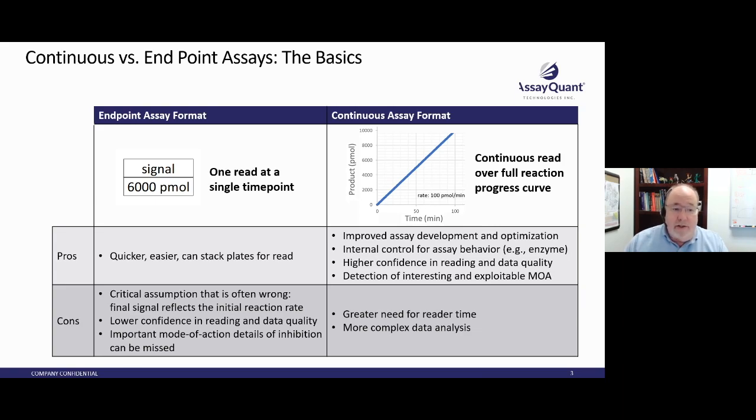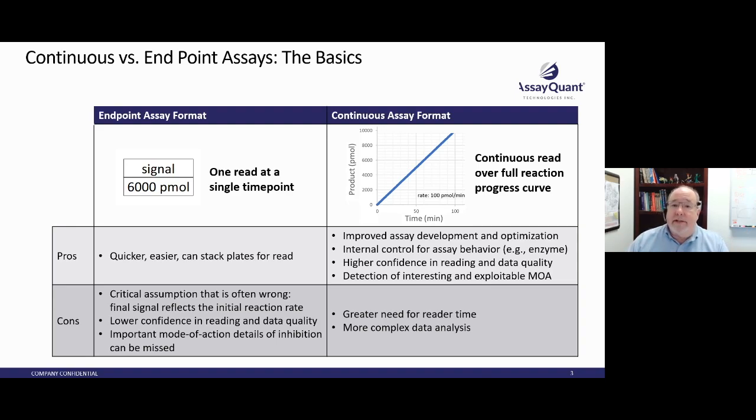So that right there is a reflection of your precision in the assay, whereas your critical assumption being wrong is a reflection of the lack of accuracy in your assay. And finally, if it does deviate from a straight line, it's very possible that there's some really important critical mode of action information that's buried in there that, if you're doing an endpoint assay, you're never going to see.